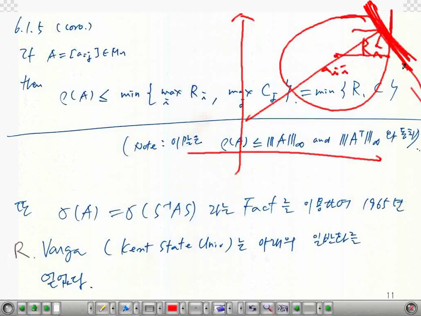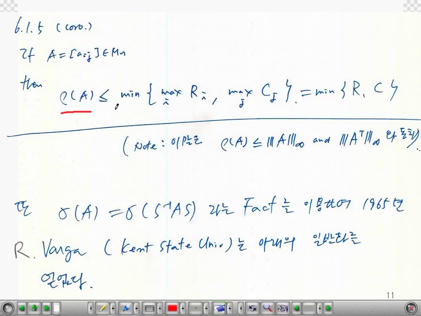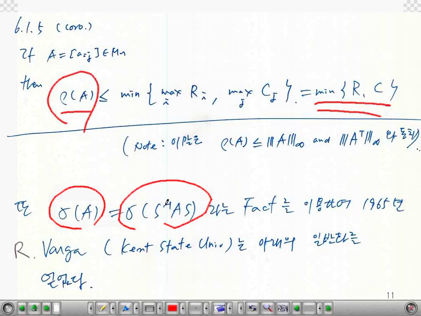Okay, this is this because this distance is this as well. This is what that says. Anyway, we have a clear characterization for the upper bound of the spectral radius, and also the spectrum of A is similar.